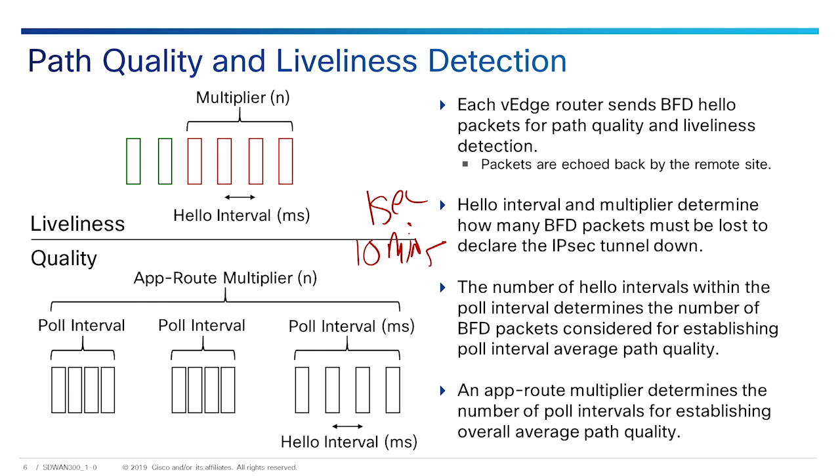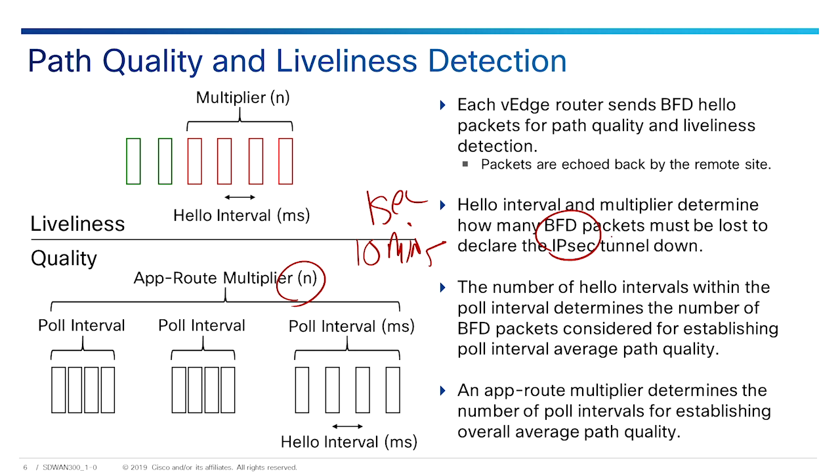The preceding process is going to be done some number of times. That's that multiplier. All right? An average path quality will be established, and routing decisions are going to be made on this average path quality measurement. And then we retain the previous 6 poll interval calculations. So basically, each vEdge router is going to send a BFD hello packet. BFD stands for Bidirectional Forwarding Detection.